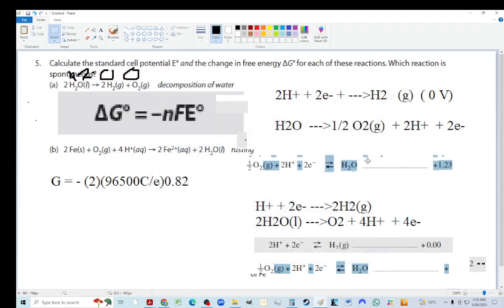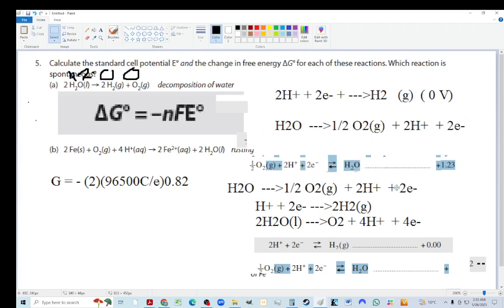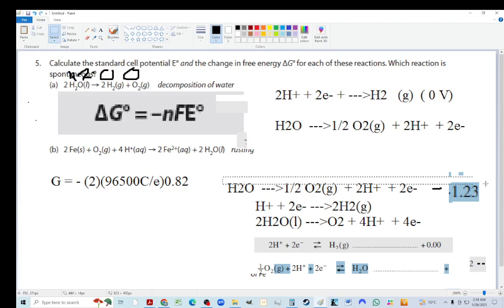But you can see that it's in the wrong direction. So to get it into this direction, I have to take this charge and make it negative. Now, as soon as you see a negative charge and we add it to the 0, this is going to be the voltage potential. So right away we can say that's a negative. It's not spontaneous.